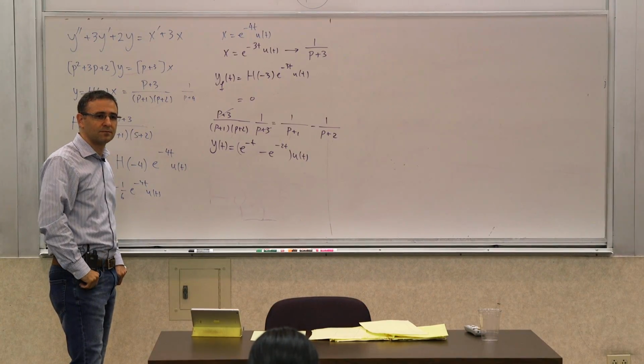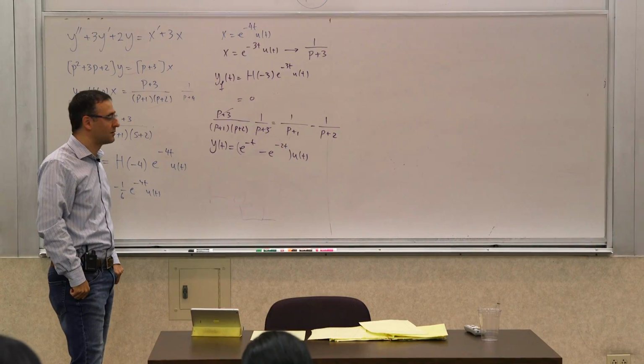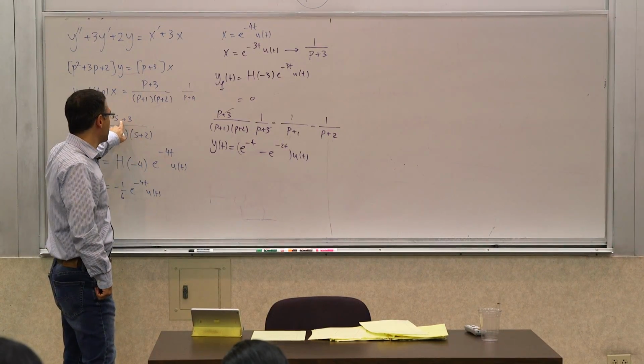Yes. So poles in this case are 1 and 2. Right. Well, negative 1 and negative 2. The roots of the denominator, and the zero is negative 3.